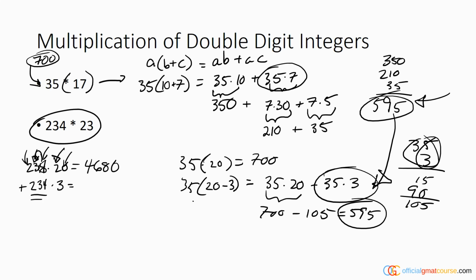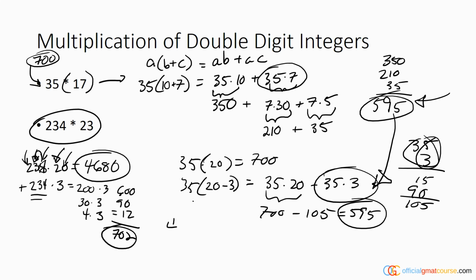Now we have 234 times 3. This is the same as 200 times 3 plus 30 times 3 plus 4 times 3. And this is going to end up equaling 600, 90, and 12, giving us 600 plus 90 is 690, plus 12 is 702. So we end up with 702 plus 4680.